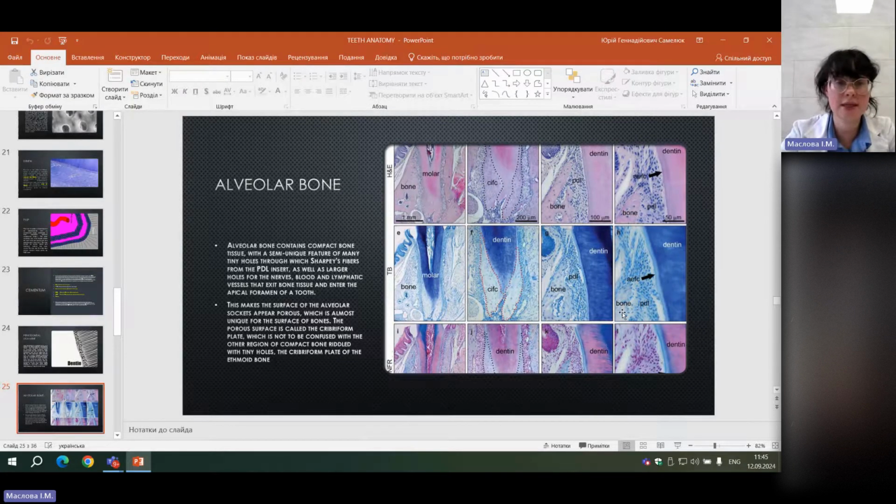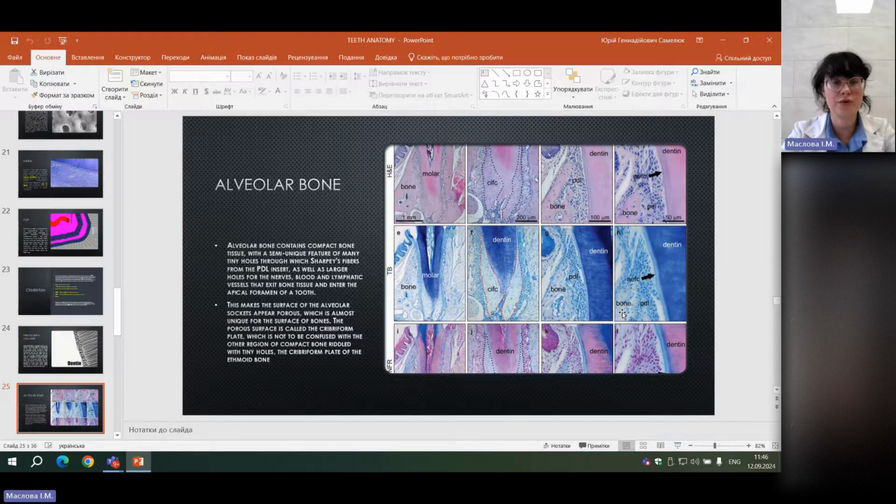Alveolar bone contains compact bone tissue with a semi-unique feature of many tiny holes into which sharp-based fibers from the PDL insert, as well as larger holes for the nerves, blood, and lymphatic vessels that exist in bone tissue and enter the apical foramen of a tooth. This makes the surface of the alveolar sulcus appear porous, which is almost unique for the surface of bones.